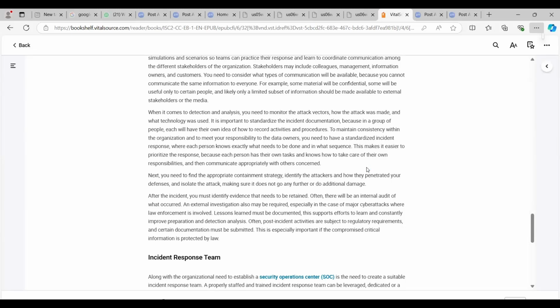So how the attack was made and what technology was used. It is important to standardize the incident documentation because in a group of people, each will have their own idea of how to record activity and procedures.